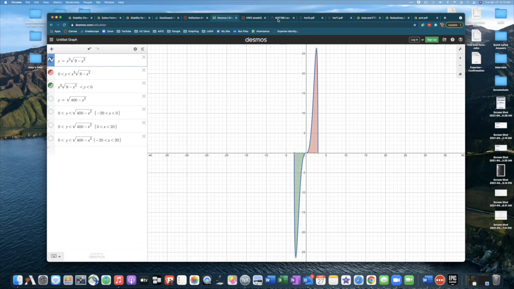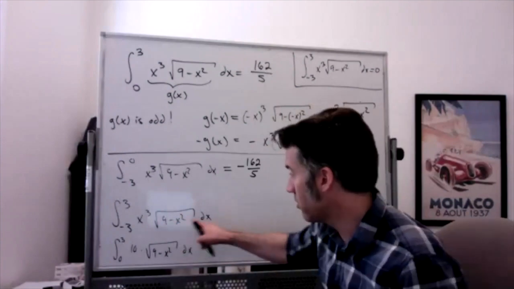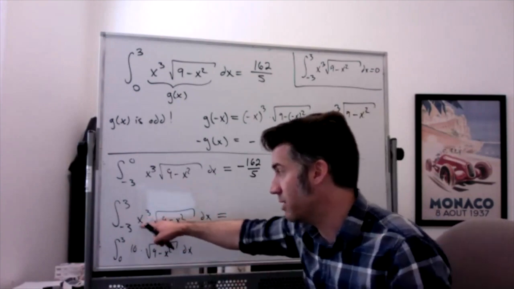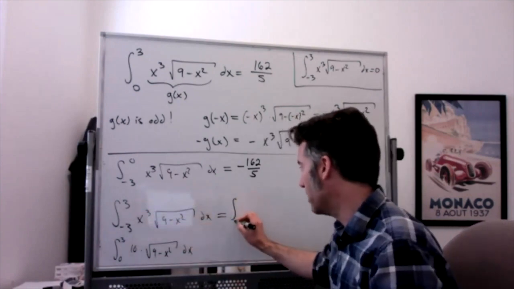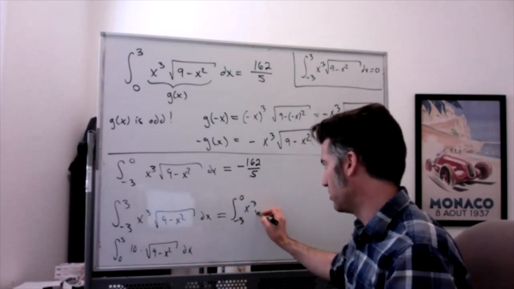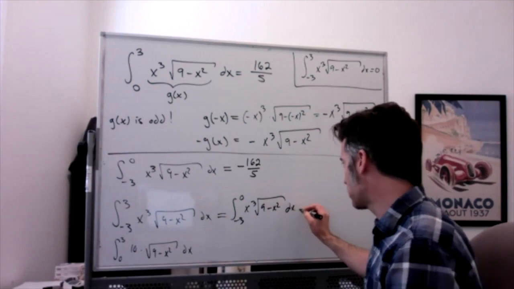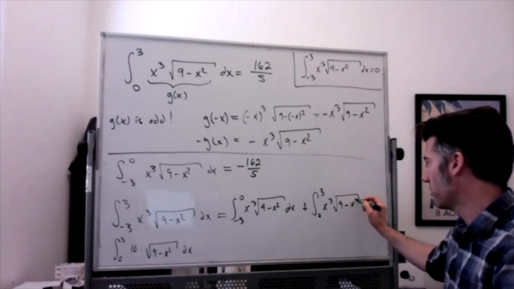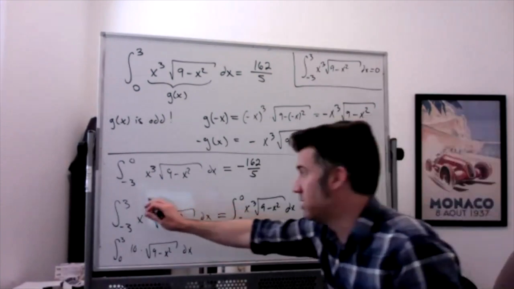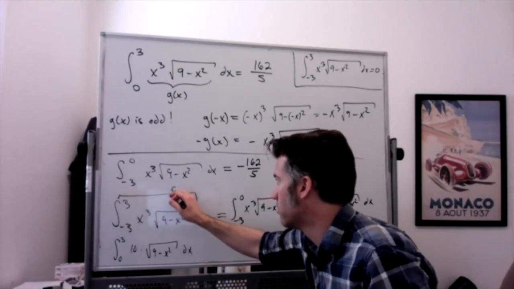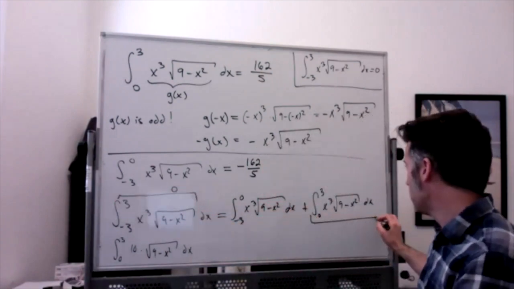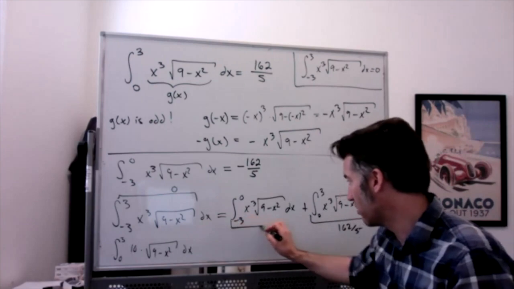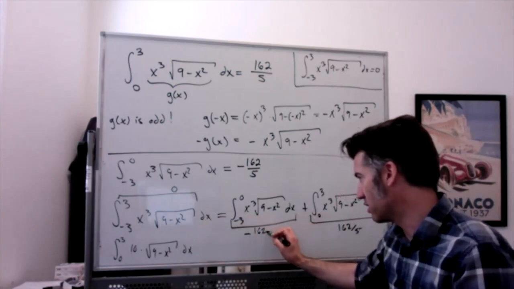is that this integral here we know has to be 0 because it's an odd function. And you can think of this integral from negative 3 to 3 as the integral from negative 3 to 0 of x cubed times the square root of 9 minus x squared dx, plus the integral from 0 to 3 of x cubed times the square root of 9 minus x squared dx. But we know this is 0, and we know that this here is 162 over 5. So since that's 0 and that's 162 over 5, this has to be what cancels that out. That has to be negative 162 over 5.